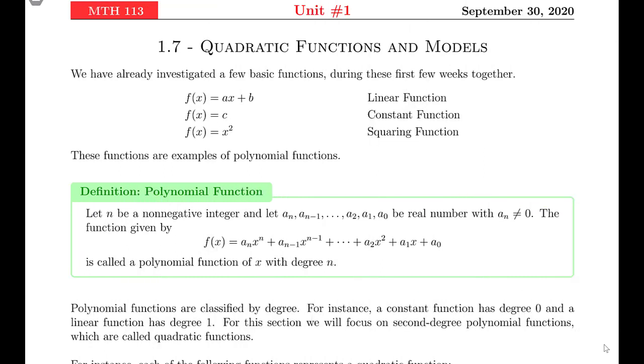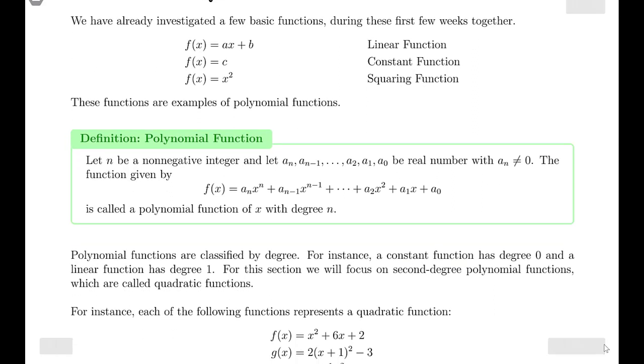Today we're going to look at quadratic functions and models. We've already looked at a few basic functions, and you can see those three listed here: the linear function, the constant function, and the squaring function. All three of these are examples of polynomials. Poly means many, nomial just numbers or terms. So anytime you have one or more terms, you have created a polynomial.